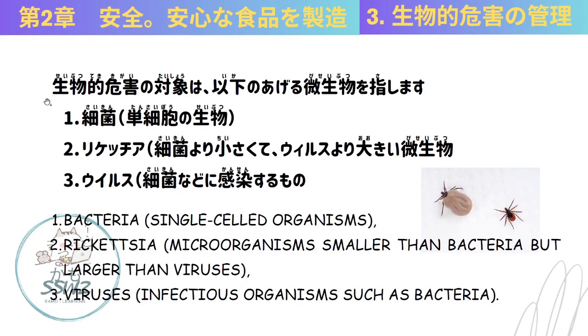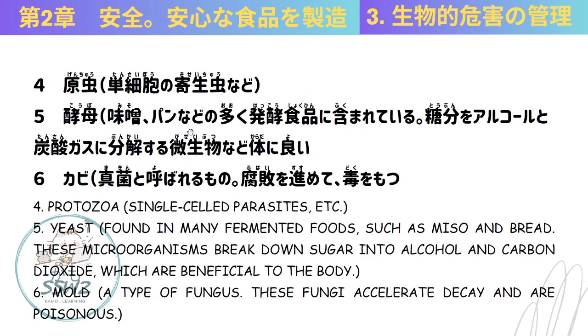So we need to know about these 6 types: bacteria, Rickettsia, virus, Genju, Kiseichu (parasite), Kobo (yeast), and kabi (mold).